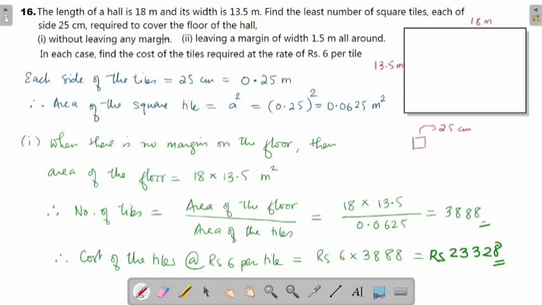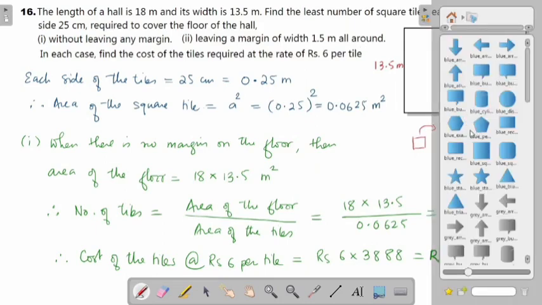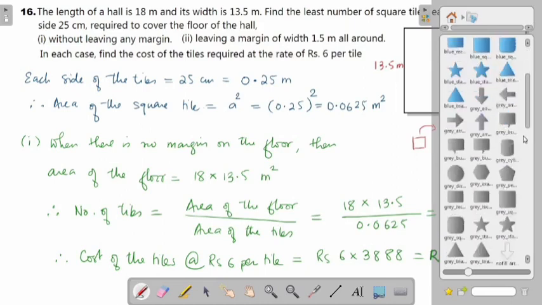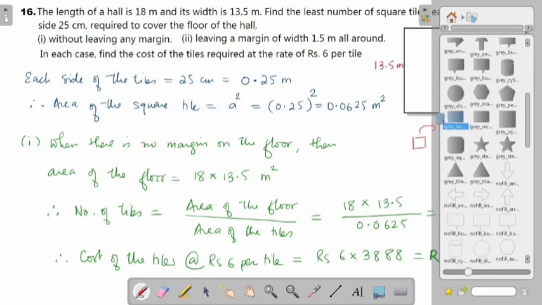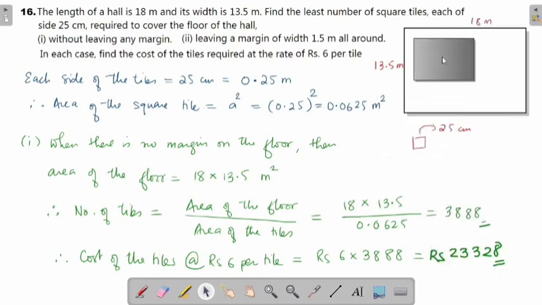Now for case number 2, I'll just give you one hint. In case 2, you are leaving a margin of 1.5 meter all around. So basically what you are trying to do is, let me show you using this. So we have a case like this.